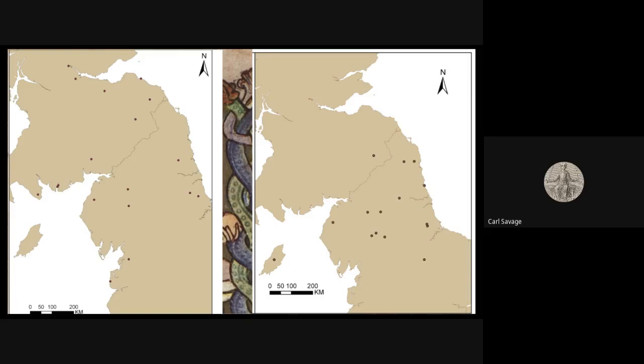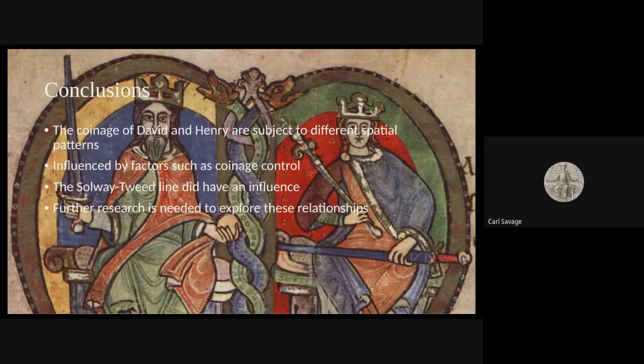So, in conclusion, the coins of David and Henry were subject to different distributions and factors. The coins of Henry are more concentrated in specific areas compared to the coins of David, which enjoyed a greater spatial range. These differences in the distribution patterns can also be related to the 3 factors outlined above, such as coinage control and limited travel. It can also be concluded that the Solway-Tweed line did have an influence on the spatial distribution of the coins of David and Henry.